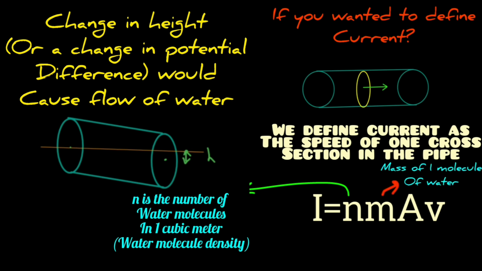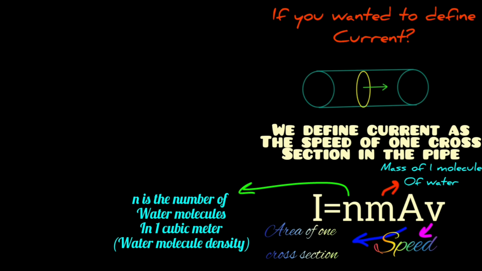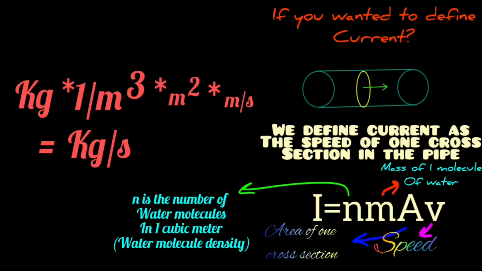So the first 3 terms, n, m_m, and A, would give us the amount of water molecule mass per one cross section, and v would give us its speed. Therefore, it would give us a good measure of the water flow. In fact, if we work out its units, you would see that the unit of I in this case would be kilogram per second, which is what we were after, the amount of water mass that passes in 1 second.